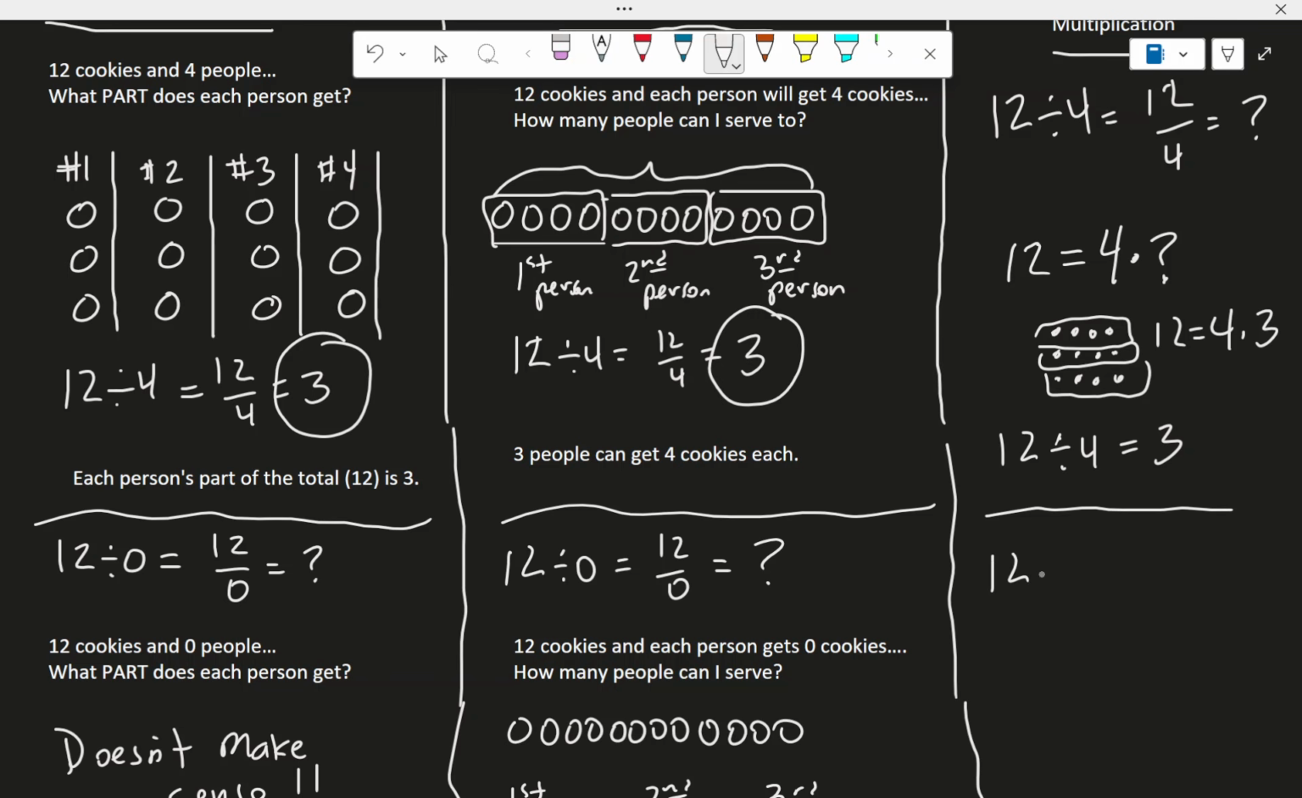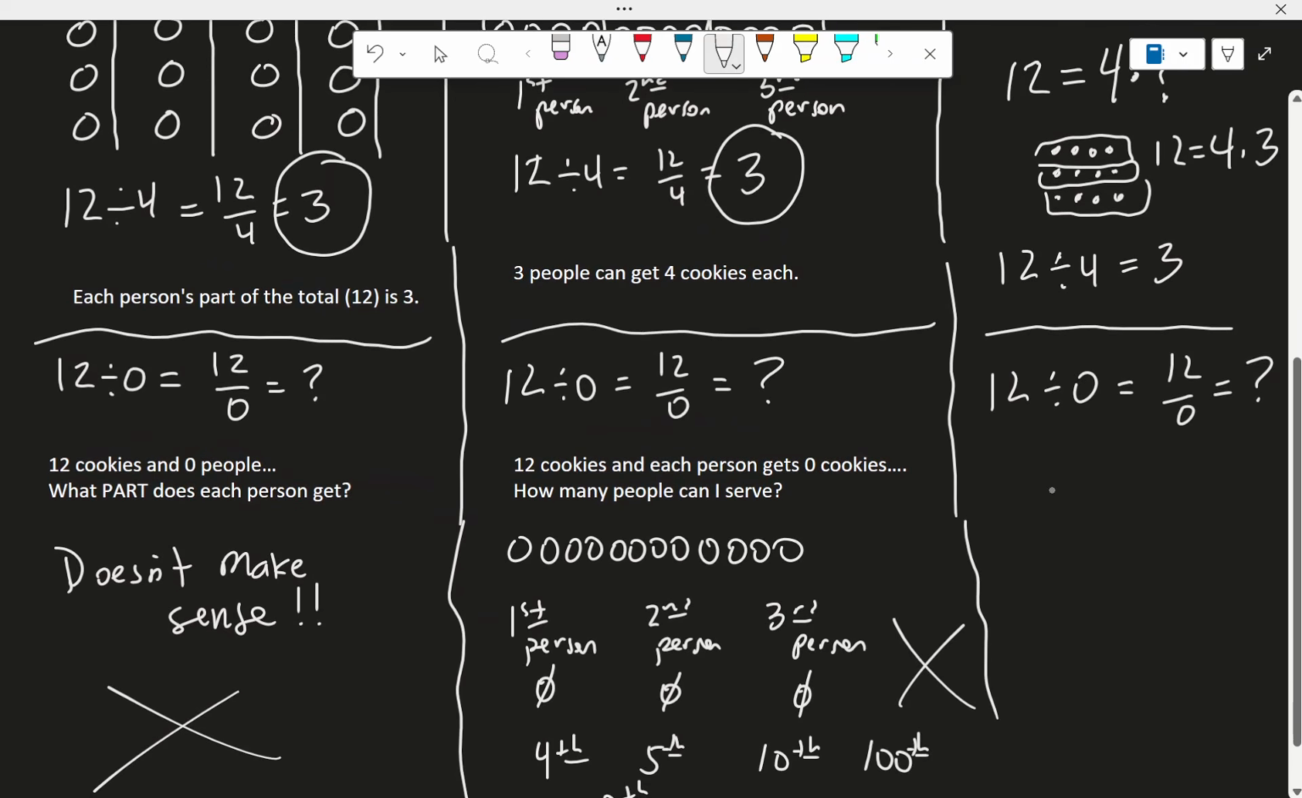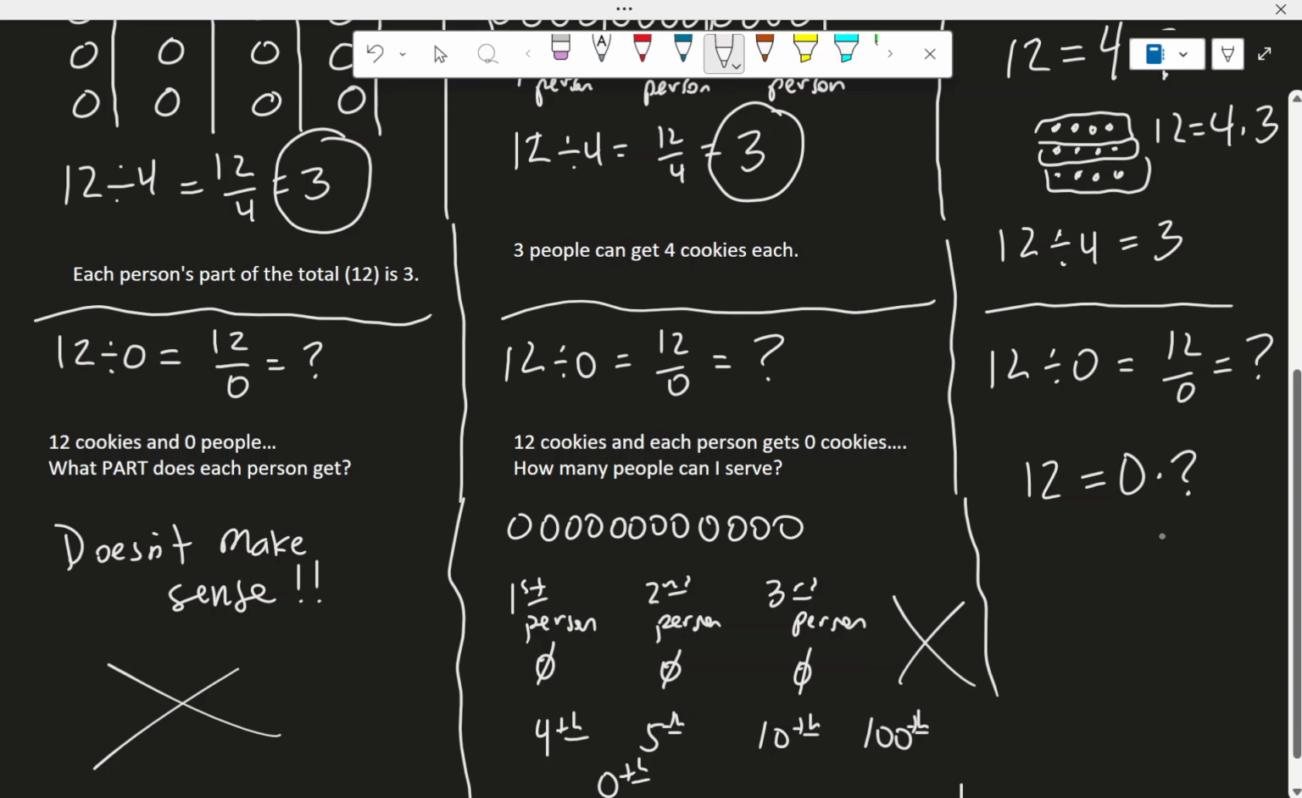What about 12 divided by 0? If I go 12 divided by 0, what would that be? Well, hopefully we realized from earlier it just doesn't make sense, but let's actually think of it like multiplication. So that means instead of dividing by 0, we can multiply with 0. 0 times what is 12? Well, I don't know. Let me think about that here.